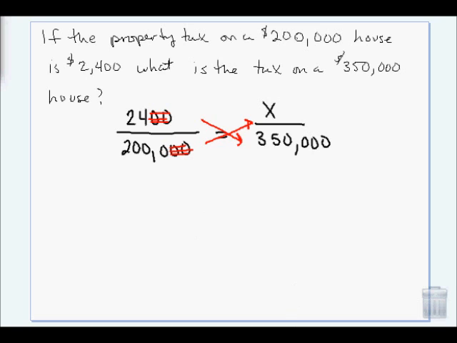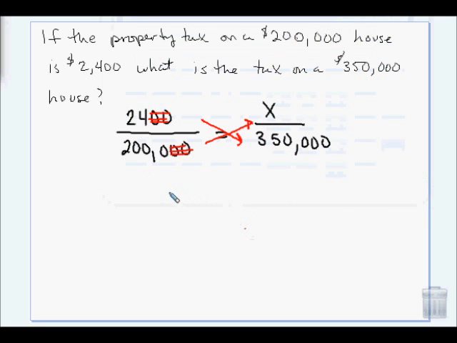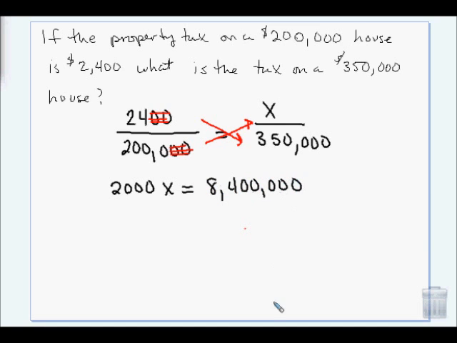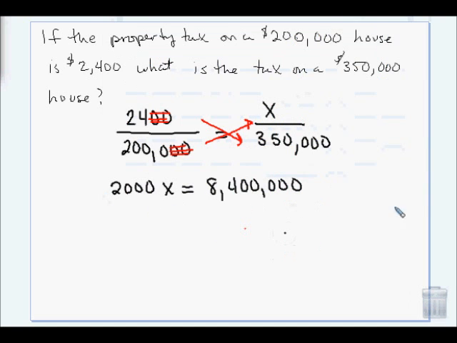So I have to do 350,000 times 24, which is 8,400,000. So 2,000x. Oh, geez. I'm just going to double check my number of zeros. I should have 5, okay. All right, and then I'm going to divide both sides by 2,000.